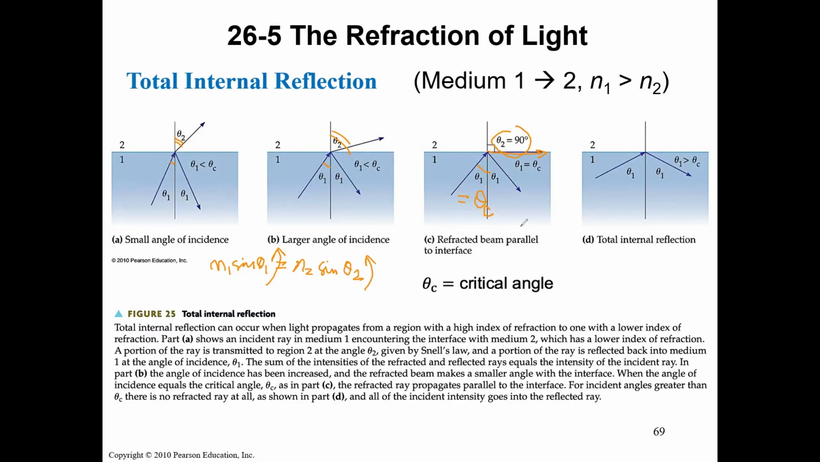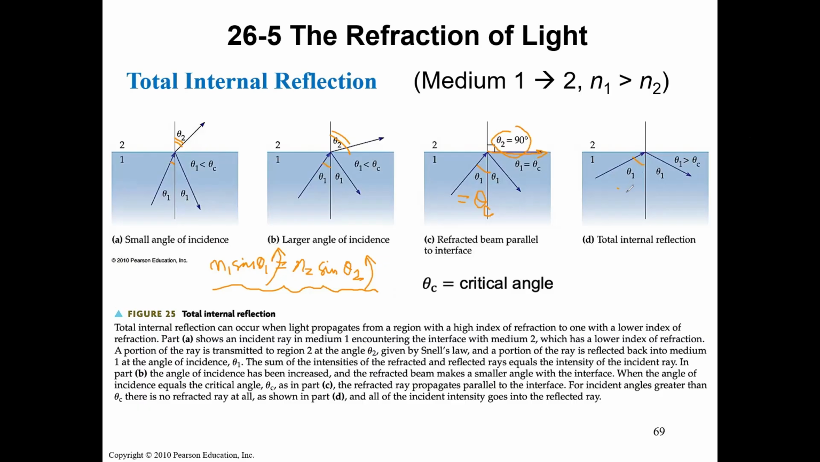Okay? C means critical. Now, if we keep increasing theta 1, we'll reach a situation where you cannot find a solution to this equation of N1 sine theta 1 equals N2 sine theta 2. Okay, why? Because now we have a theta 1 that's larger than theta C. And what happens is that N1 sine theta 1 divided by N2 is larger than 1. So you need an angle theta 2 that satisfies sine theta 2 larger than 1, and no angle can satisfy that.